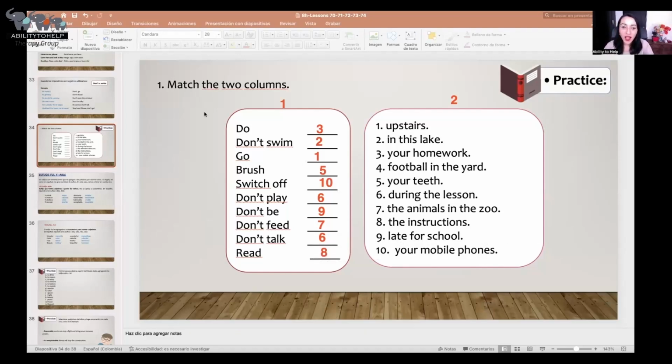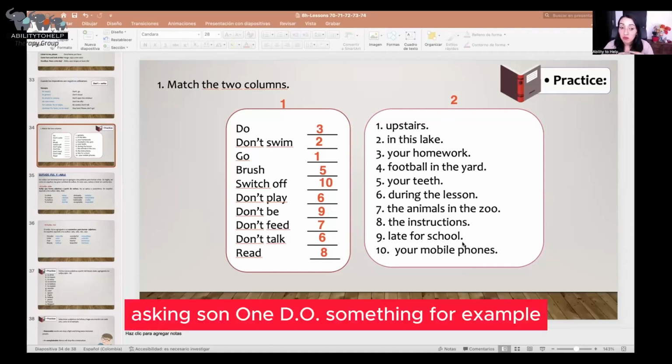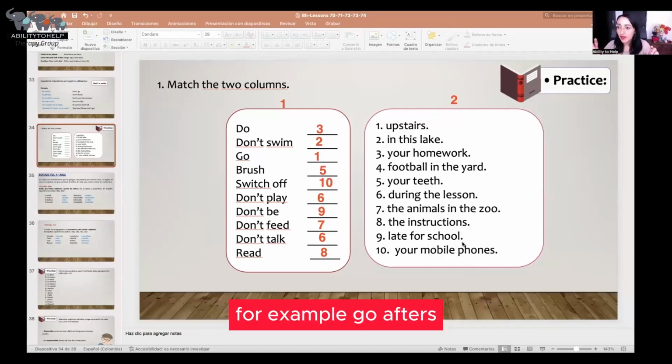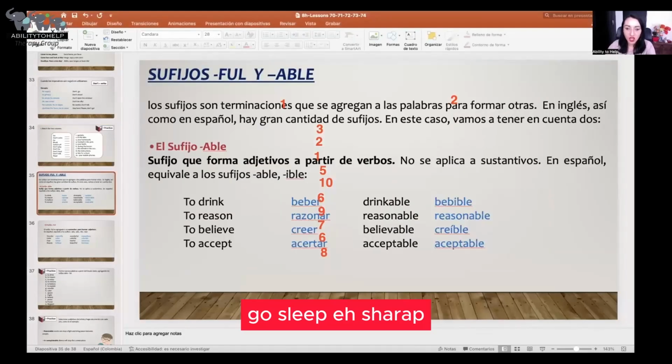Okay, so when you match this number 1 line with the second, all is clear. You are asking someone to do something. For example, go upstairs, go to sleep, shut up, feed the dog. It's because you need something and you are asking someone else to do it. It's a simple topic. It's not really difficult.